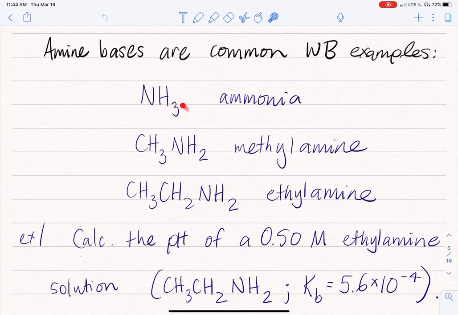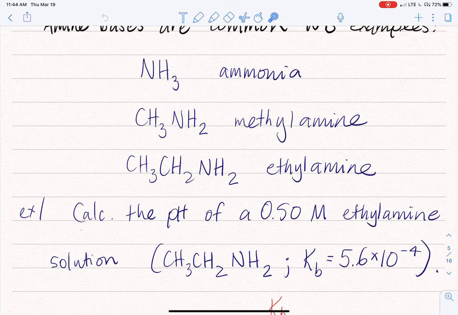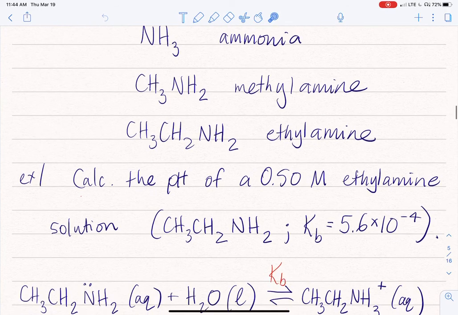Now, if we replace one of the hydrogens with a carbon, we can make a whole array of different amine bases. For example, CH3NH2 would be methylamine. It's like ammonia, except we're replacing one of the hydrogens with this CH3 group. You can also have ethylamine, where you're replacing the methyl with this ethyl group, which is just a 2-carbon group. The reason these make good bases is that the nitrogen has a juicy lone pair on it, which is eager to accept a proton. This makes these amine compounds fantastic weak bases because they are great proton acceptors.